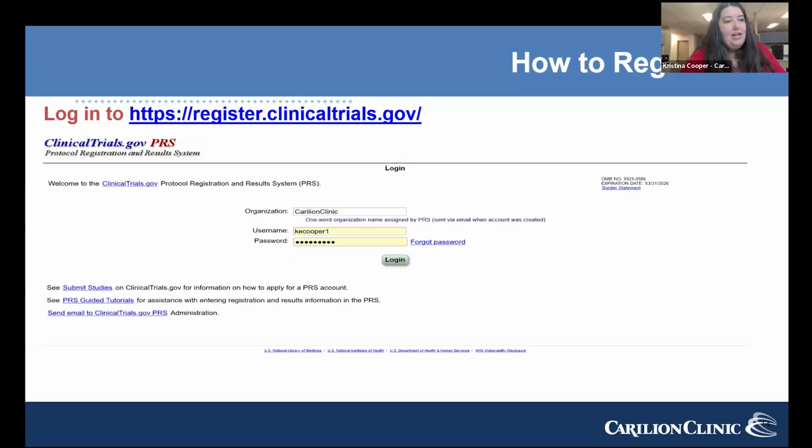And then your username, again, if you have an account already, is typically going to be the beginning of your Carilion email. So this is the beginning of mine because it's my name. When you get registered, they'll provide you a password and ask you to change it. If you have any issues getting in or getting access, you can reach out to me. I can reset your password and make sure that your account is up and running.